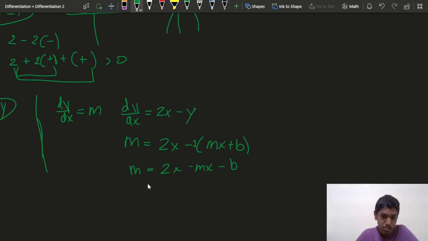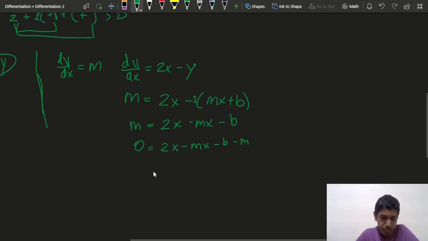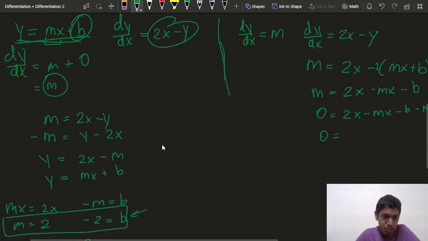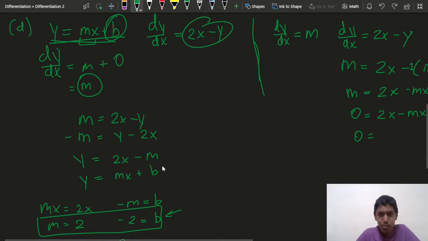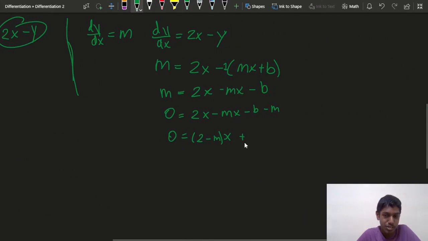And now it might not be immediately clear how to do this. This is why I put this solution second, because I think it's a little less intuitive, personally. But we're going to subtract m from both sides: minus mx, minus b, and minus m. And now we're going to employ a similar tactic of comparison of terms, but in order to do that, we're going to factor out an x here. So it's going to be x multiplied by 2 minus m. And then we're adding some b, so it's going to be minus b minus m.